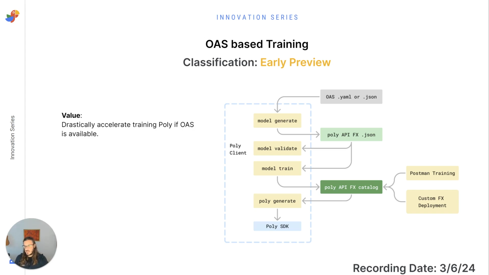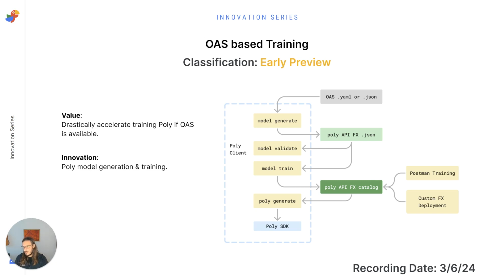The big value here is that if you do have a spec and the spec is quality and accurate, it's a huge time saver. You can train way faster. I mean, we're talking, I don't know, maybe 10 to 20x the speed of training. So definitely a huge advantage here.